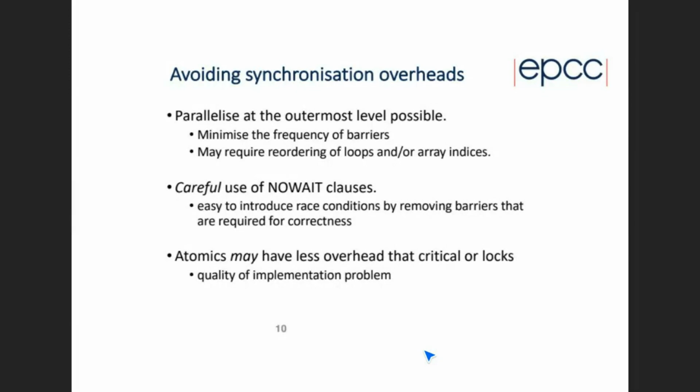So we do have this ability to get rid of barriers at the end of parallel loops with nowait clauses, but you have to be careful. It's all too easy to introduce race conditions by removing barriers that are actually required for correctness. So you have to think quite carefully about the dependencies if you're going to do that. And again, atomics probably have lower overhead than critical or locks in most implementations.